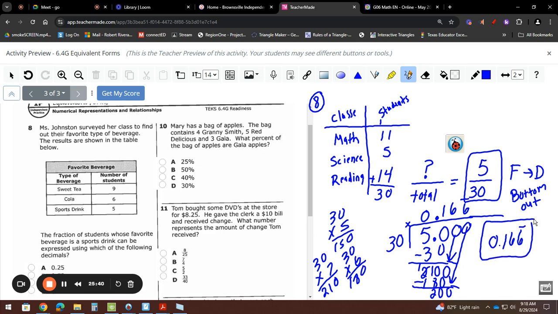This is how you're going to do number 8, which is this one here. Your first job is to get the total. The total always goes on the bottom, and what they're asking you goes on the top. In this case, they're asking me about the sports string, so 5 is going to go on the top. The total is going to go on the bottom. How do I get the total? I need to add them. Once you have your fraction, you're going to change to decimal by dividing bottom out. Yours is going to be easier than mine. That's the way you do number 8.